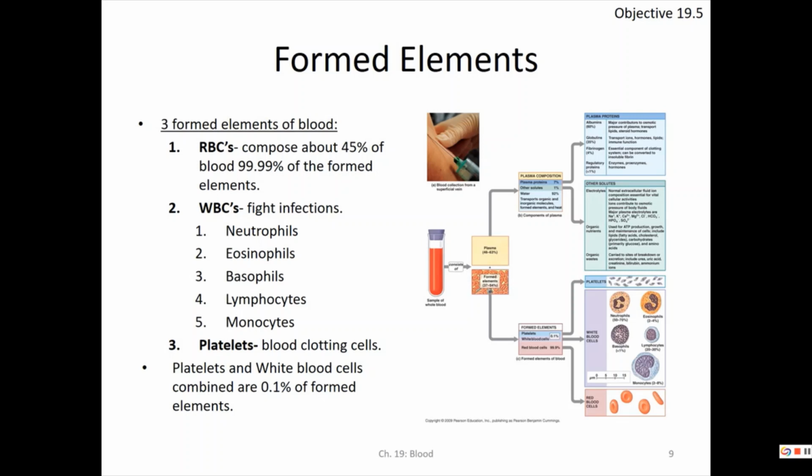White blood cells, never let monkeys eat bananas, fight infections. Neutrophils, lymphocytes, monocytes, eosinophils and basophils: never let monkeys eat eosinophils and basophils. Now, there's also platelets used for blood clotting. Platelets and white blood cells combined are only about 0.1% of formed elements.